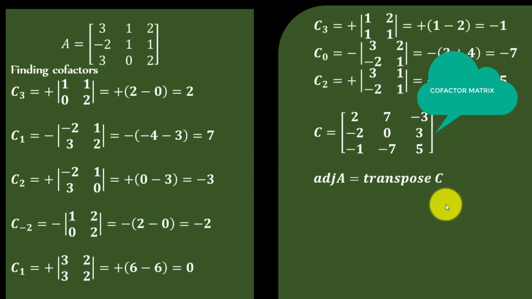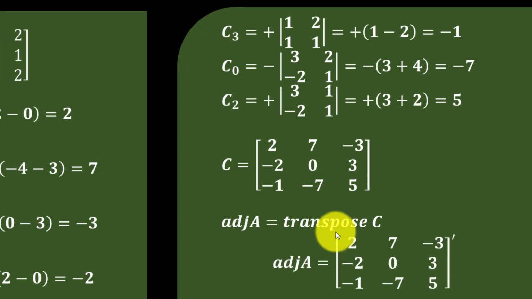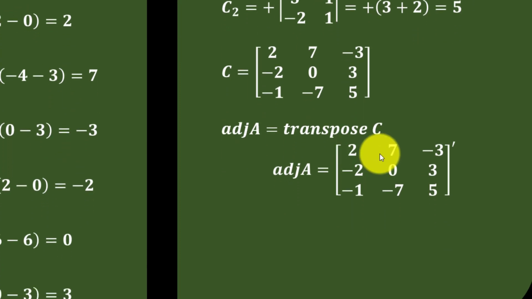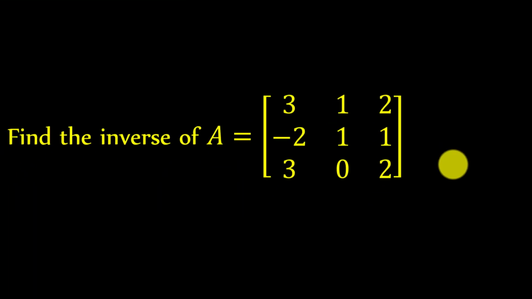Then how to find the adjoint of A? Adjoint of A is nothing but the transpose of the cofactor matrix. So what is transpose? I already explained in the previous videos. Transpose of a matrix is obtained by interchanging rows and columns. We have to take the transpose of this matrix. I have written the same matrix here with the dash symbol. You can take T or dash, both represent transpose, but don't write -1. If you write -1, that indicates inverse.